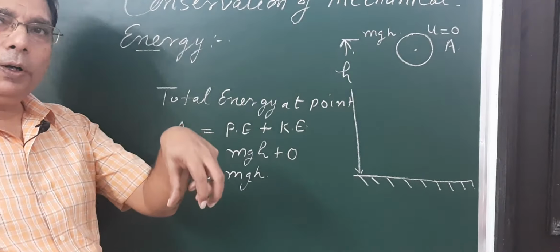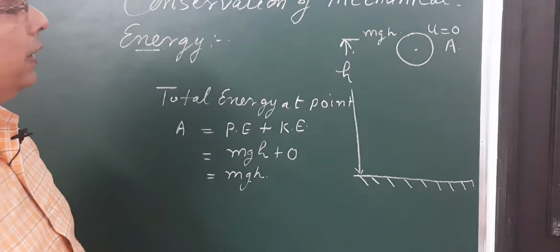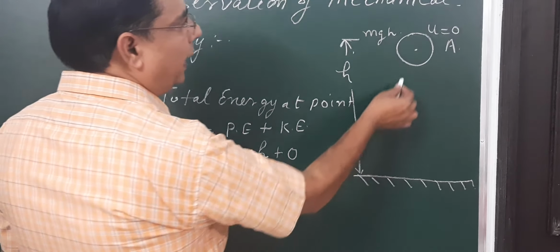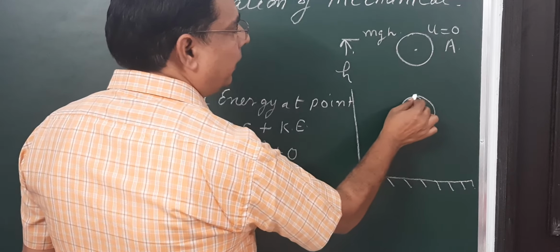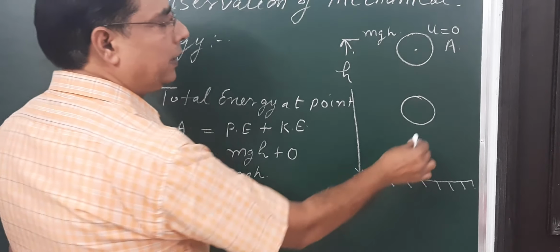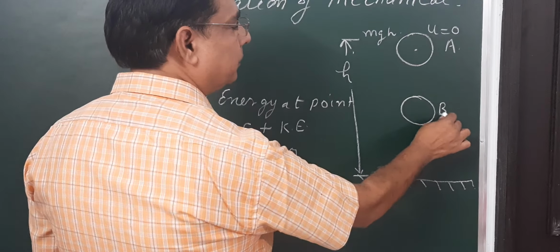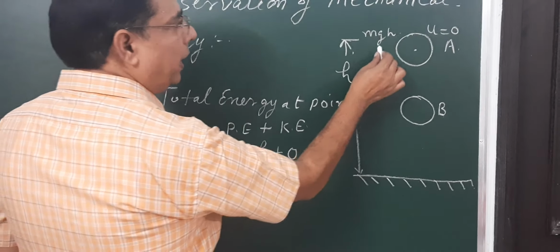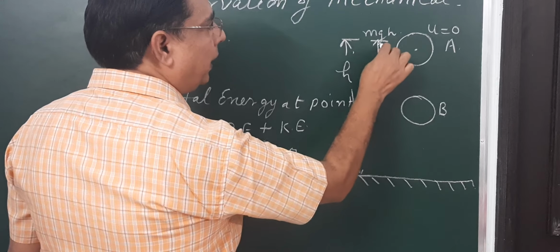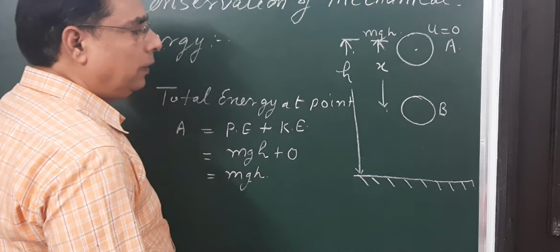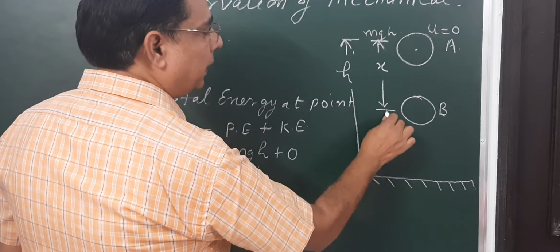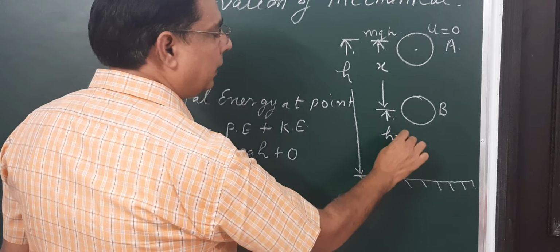Now, as this ball falls freely under the effect of gravity, and it will follow a certain path, at a particular time it reaches point B. This point is below the point A by a distance x. Now its height from the ground is h minus x.